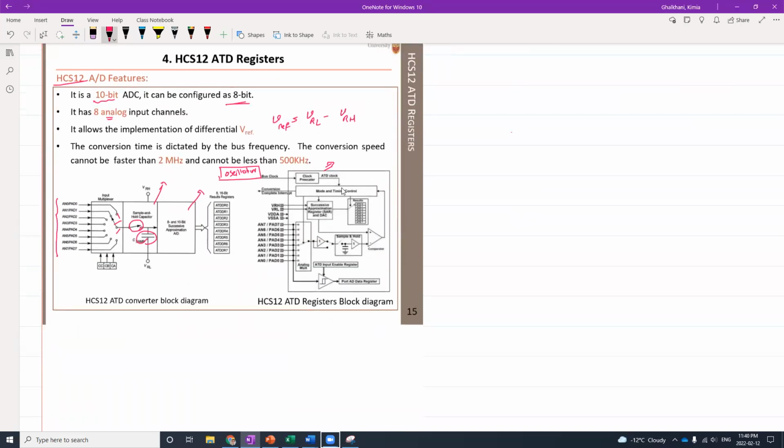Then I need the scalar to sample it up and down to convert the 8-bit, which is this guy, to convert the 8-bit to a signal. Now, this analog to digital converter is working in the range of 500 kilohertz to 2 megahertz. Generally, this is a fast converter, right? So the faster case is 2 megahertz, and the slower case is 500 kilohertz.